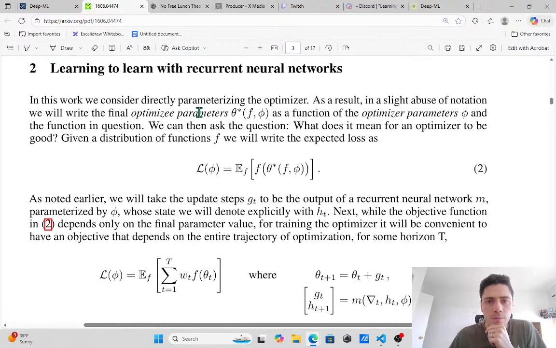Okay. Let's see, the result is slightly... It's funny because it's optimal gradient descent for gradient descent.